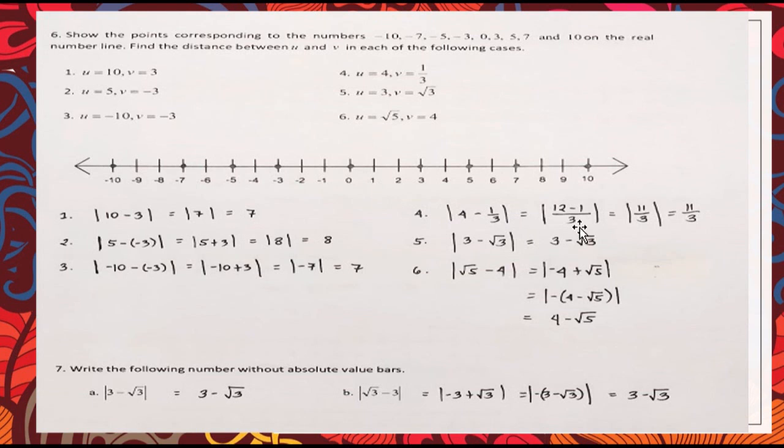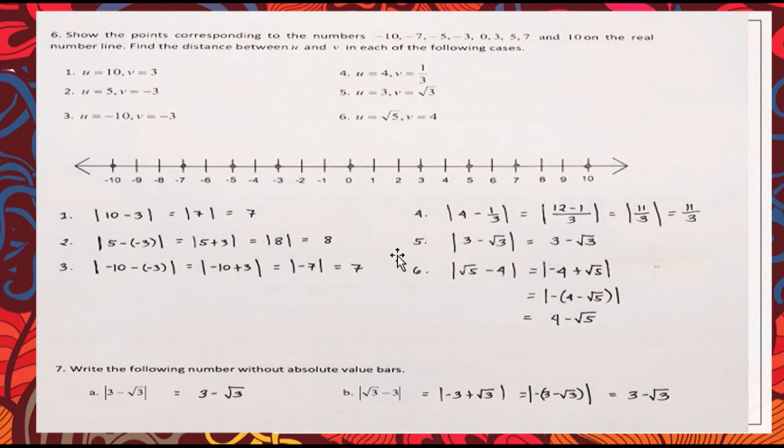Number 4, if u is 4 and v is 1/3, so 4 minus 1/3, using LCD, atong gikuha, ang LCD 3. 3 divide 1 is 3 times 4, maunit 12. 3 divide 3 is 1 times 1, maunit 1. So, minus. So, 12 minus 1 is 11 over 3. And the absolute value of 11 over 3 is 11 over 3.